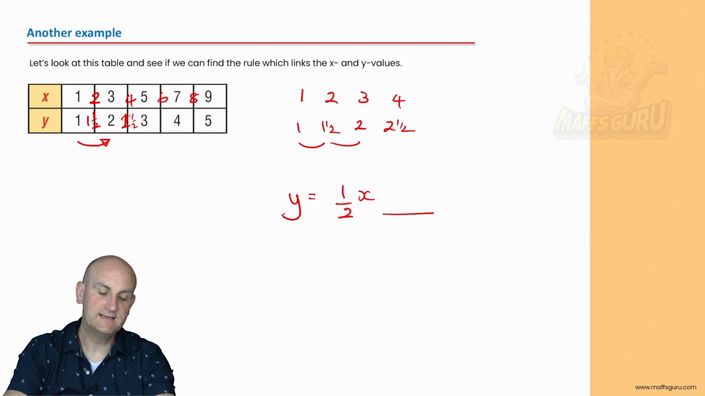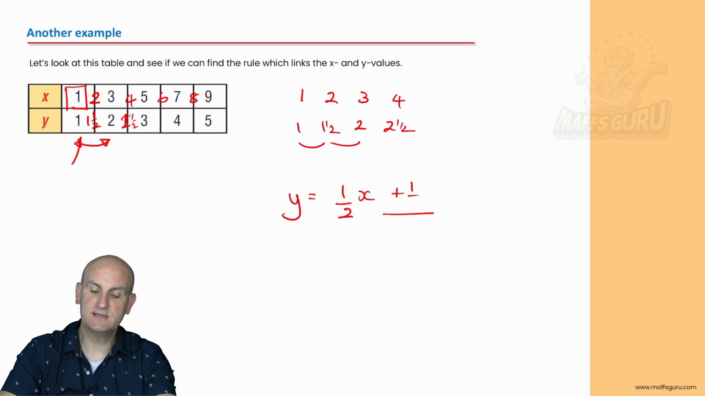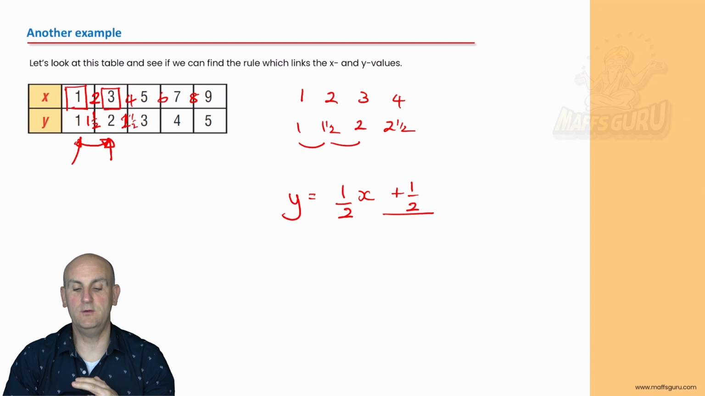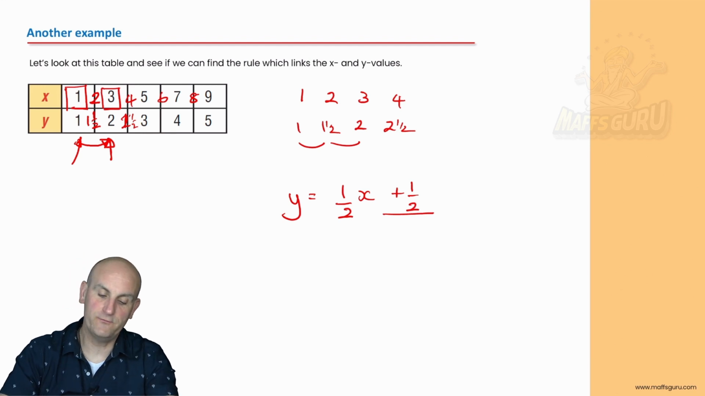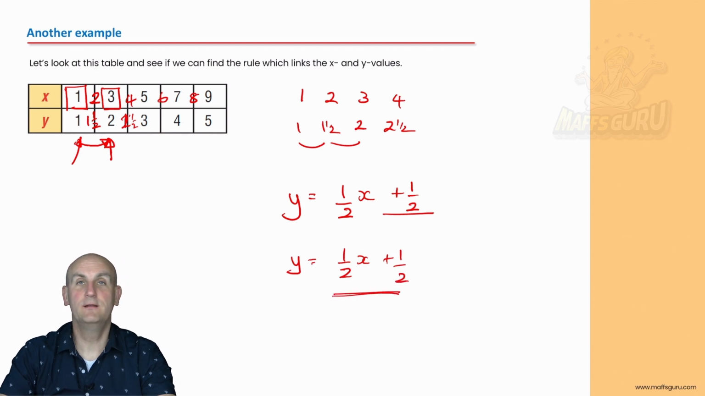So I take my x value and I halve it. What's half of 1? It's a half. But I need 1. So I'm going to now write here plus a half and see what happens. I've got my 3. What's half of 3? 1.5. If I add a half, do I get 2? I absolutely do. And there we go. So my final formula would be y equals 1/2 x plus a half. Whew. Now you're going to say this is really hard.